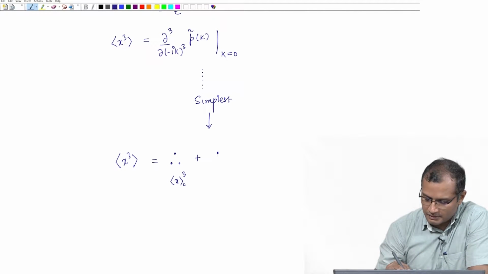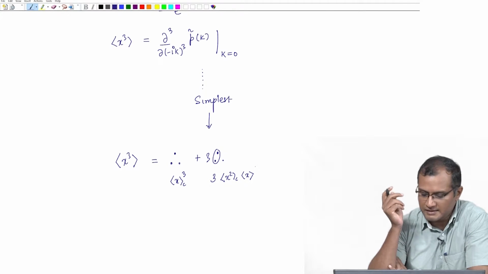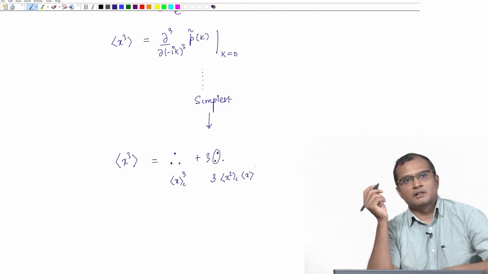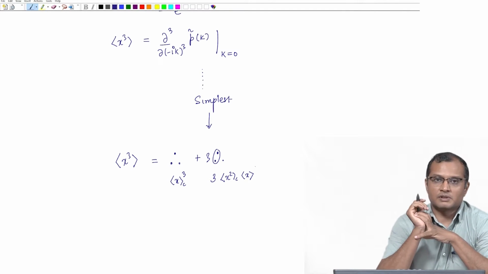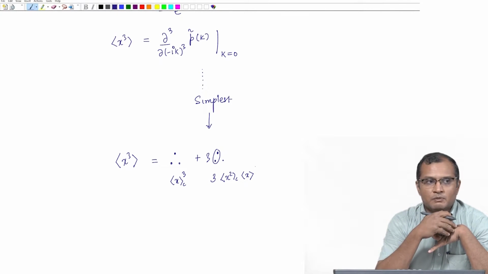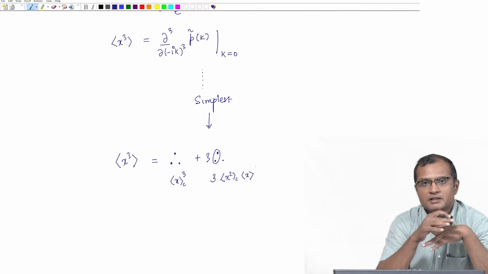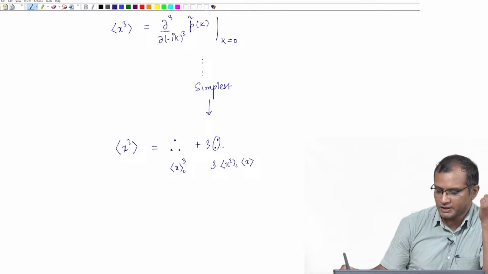Then I can connect 2 of them and leave the third guy open. This is 3 times the second cumulant into the first moment, and that is it. I will not connect the 3 dots simply because I know from prior experience that the Gaussian distribution does not have cumulants above the second order, all higher cumulants are 0. So, the third configuration of 3 connections will not be written here because the third cumulant is 0. These are the only 2 combinations.